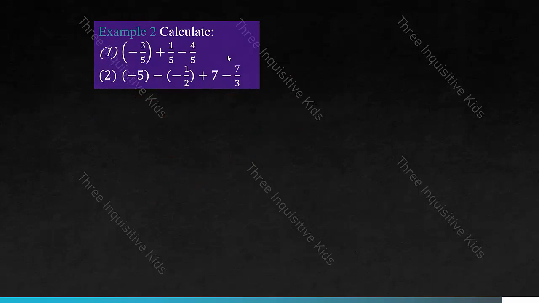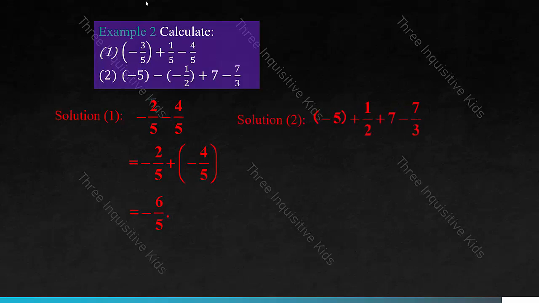Calculate these two expressions. For the first expression, we have negative 2/5 minus 4/5. You can see that they combine the negative 3/5 and the positive 1/5. Add them together to get negative 6/5. For the second problem, we have negative 5 plus 1/2 plus 7 minus 7/3. You turn this minus negative 1/2 into addition, so it's easier to calculate. Here what they're doing is adding the whole numbers together and the fractions together separately. We get 2 minus 11/6, which gives us 1/6.